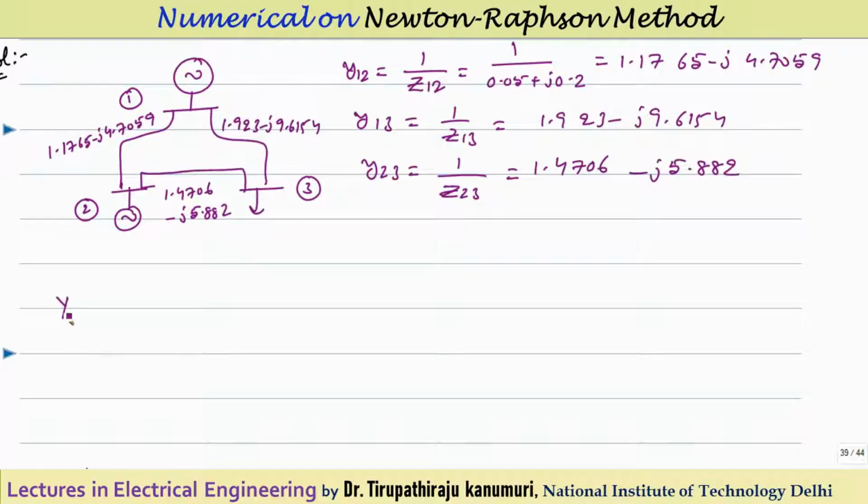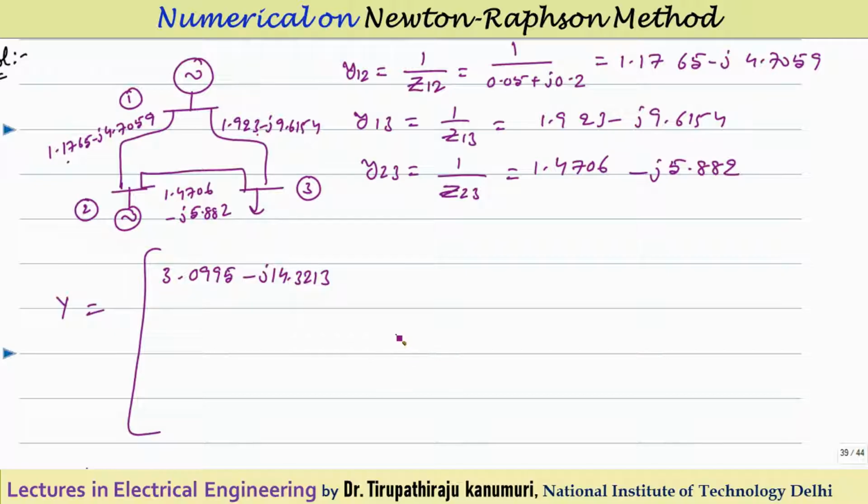I want to construct the admittance matrix Y. In the Y matrix, first we have to calculate Y11. For calculating Y11, the diagonal elements, you have to take the sum of all the admittances connected to that node. First I am taking bus 1, Y11. What are connected? This one is connected, this one is connected. Take the sum of these two: 1.1765 plus 1.923, so this will be equal to 3.0995. Similarly, add the imaginary terms. This will be minus j14.3213. This is for this diagonal element.